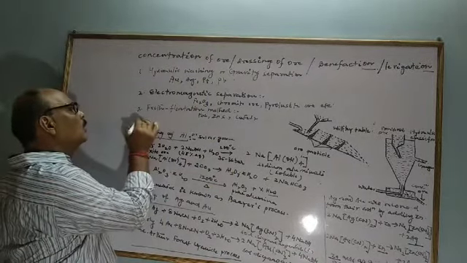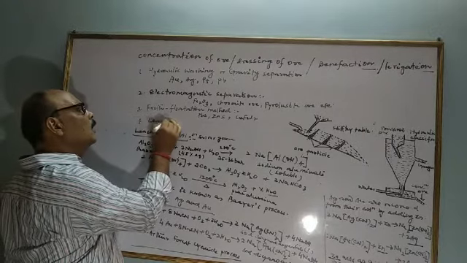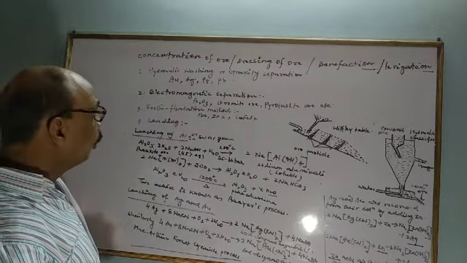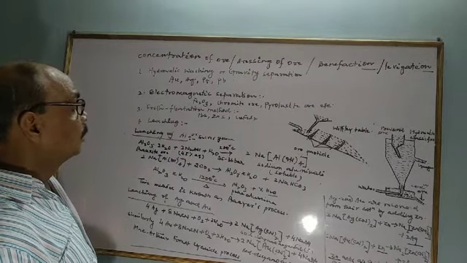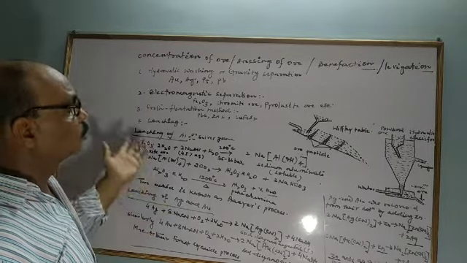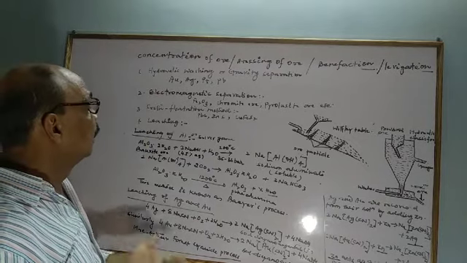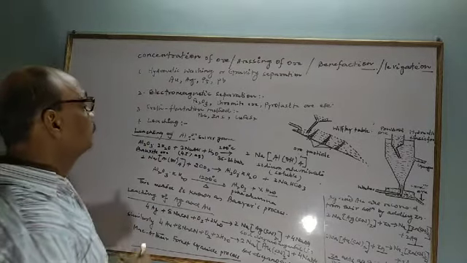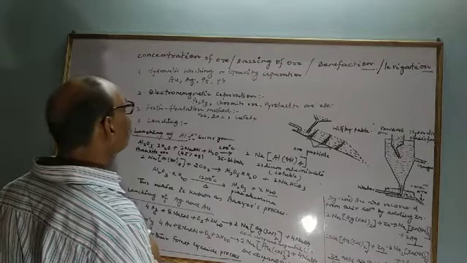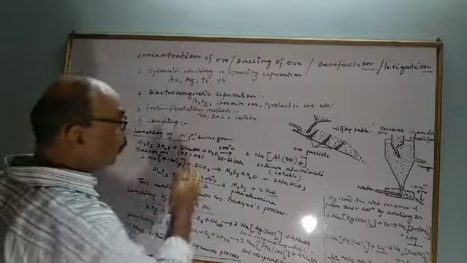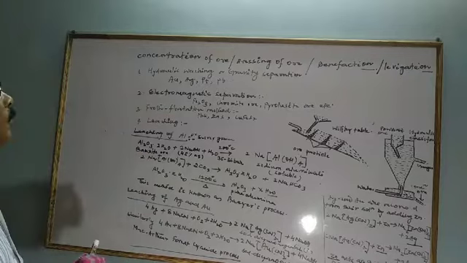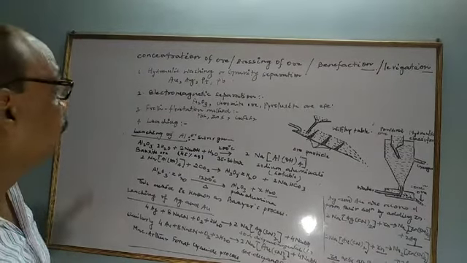And the fourth one is the leaching. Leaching: treating the ore with some chemical to convert it into a soluble substance. So these are the four types of concentration that we are supposed to read.